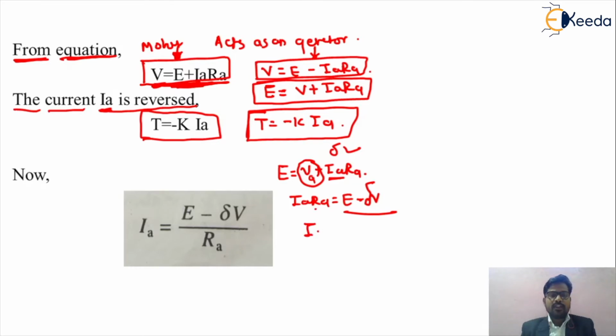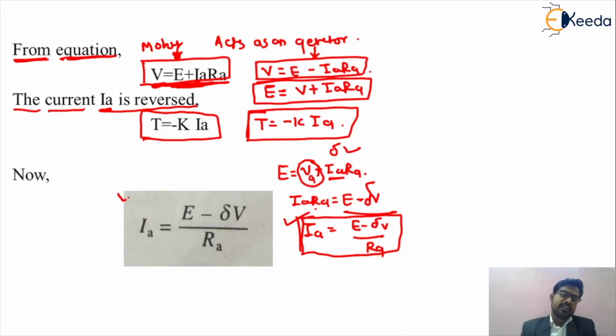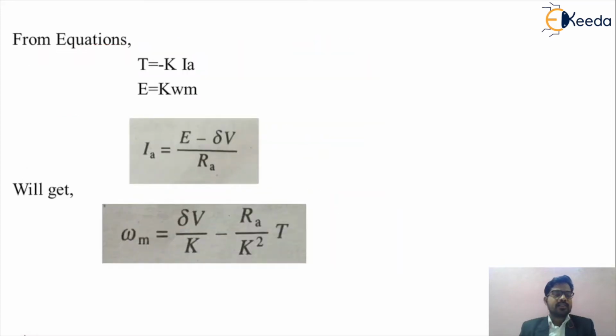So we can get the value of IA, it is E minus del V divided by RA. So this will be the value of your armature current in concern with your regenerative braking. Okay. So next, we can solve the torque speed relationship in concern with regenerative braking.